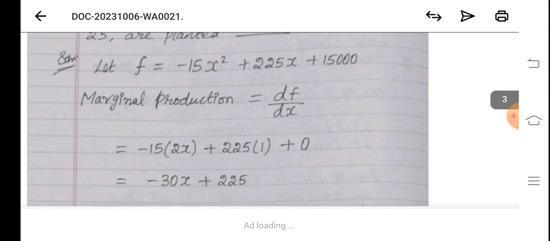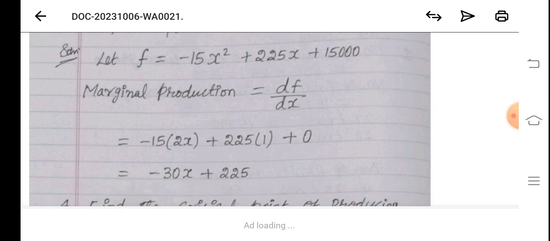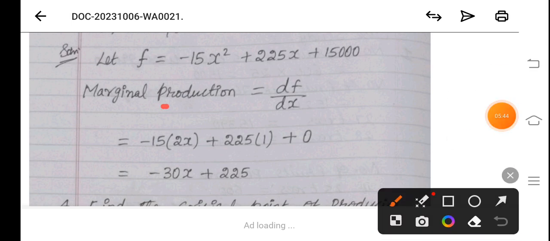Production, we have found it as F equals minus 15x squared plus 225x plus 15,000. Why are we not using P? P is already used for price or profit and similar terms, so only for production we are using the letter F instead of P. You may use any variable.